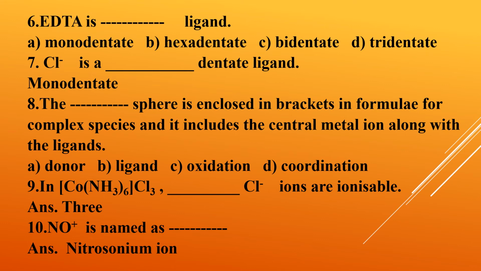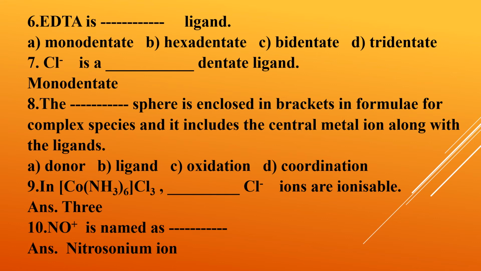EDTA is a dash ligand. Options: A, monodentate, B, hexadentate, C, bidentate, and D, tridentate. What is the correct answer? It is a hexadentate ligand because it has 6 donor atoms. EDTA is a hexadentate ligand. Option B is the correct answer, students.